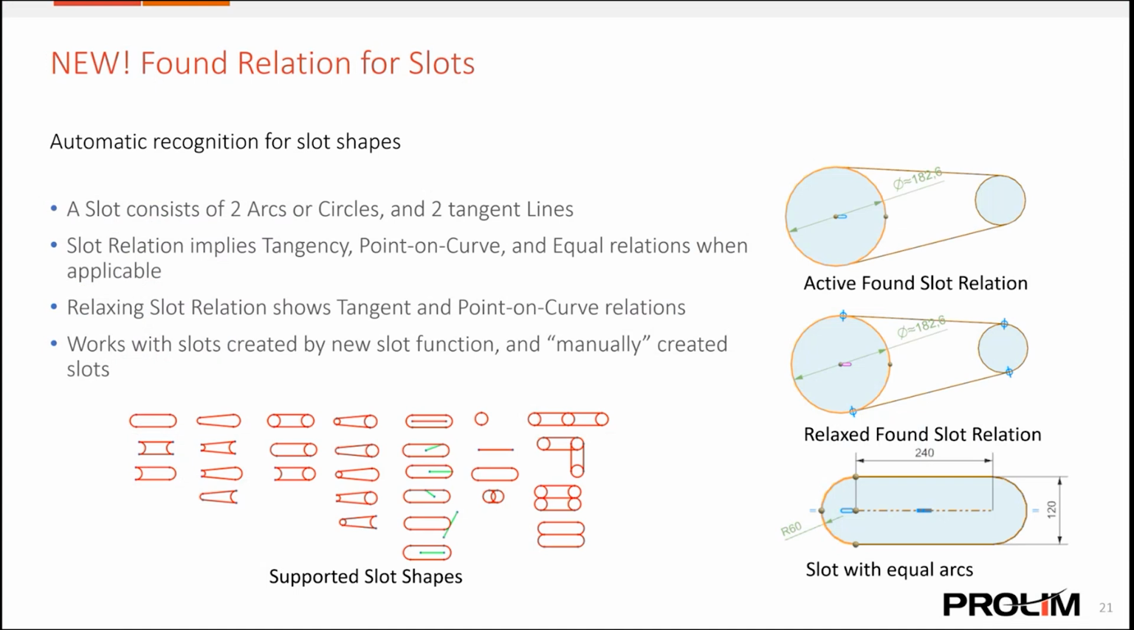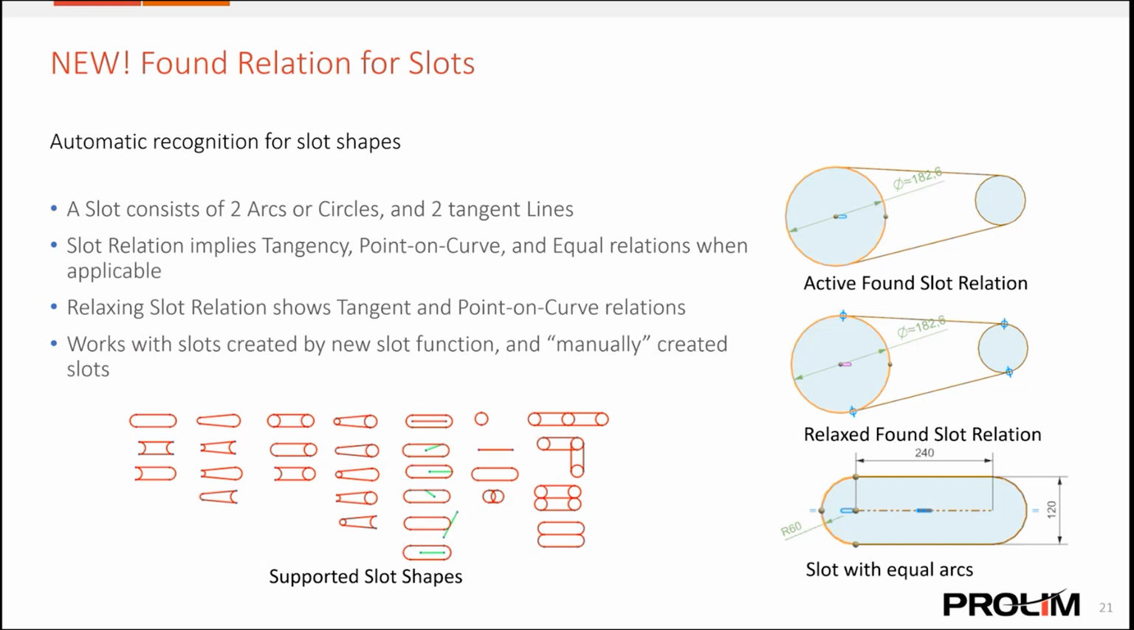Now, this is new. So now there's a found relation for slots. A slot usually consists of 2 arcs or circles and 2 tangent lines. And the slot relation implies tangency, as well as point on curve and equal relations when applicable. Relaxing that slot relation shows the tangent and point on curve relations, and it works with slots created by the new slot function and manually created slots.